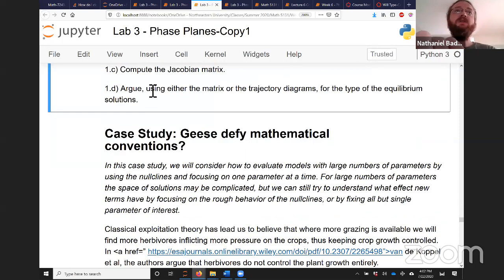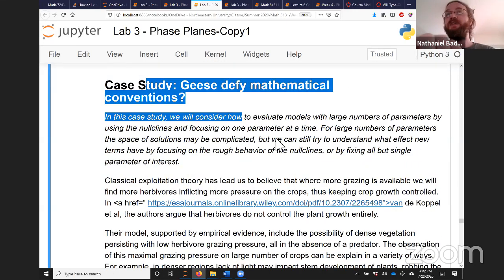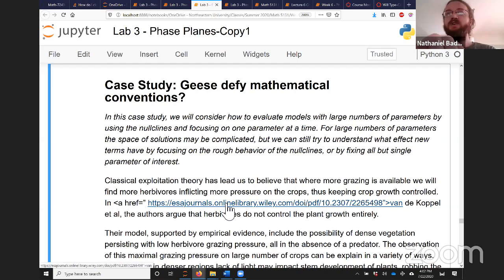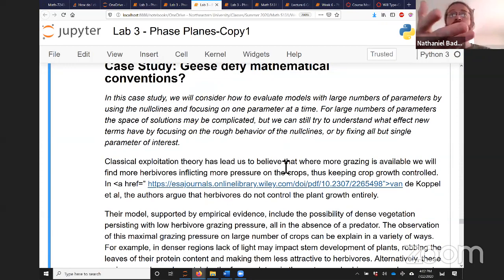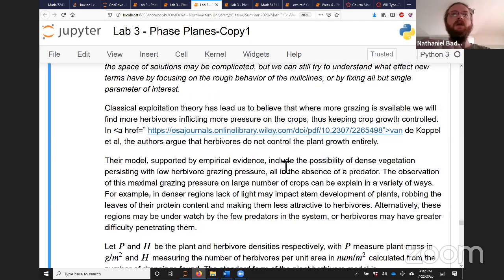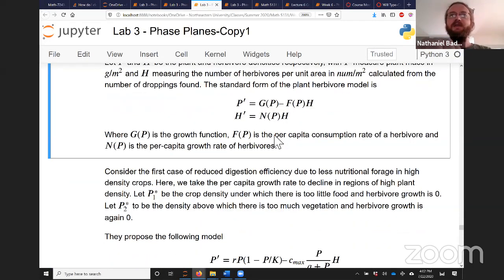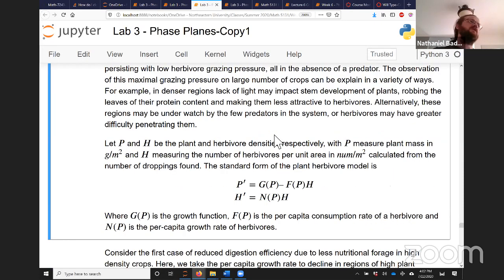And then second, we're going to look at this geese-defy mathematical conventions case study. So here's the journal link, and you can log in with your Northeastern ID and get access to the journal. But basically, what they were looking at is a certain sort of paradoxical situation where you have herbivores with no predatory pressure on them at all, that still abandon feeding sites when food gets too abundant. They've got a couple of things that they think may be going on there.